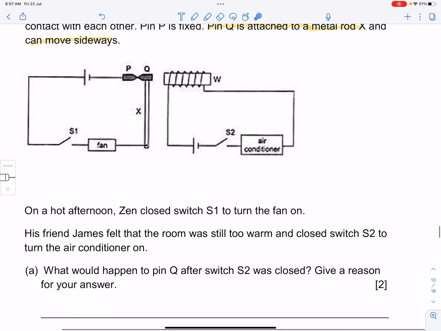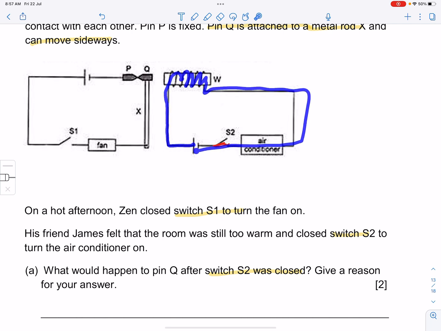Then they tell you, on a hot afternoon, Zhang closed switch 1 to turn on the fan. He felt that the room was still too warm and closed switch 2 to turn the air conditioner on. What will happen to pin Q after switch 2 was closed? Give a reason for your answer. So when switch 2 is closed, electric current will flow from here, over here, back. This would then become an electromagnet.